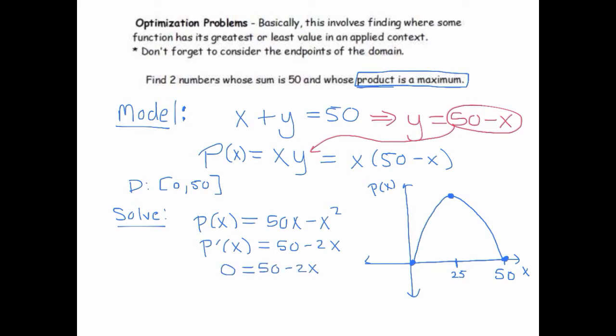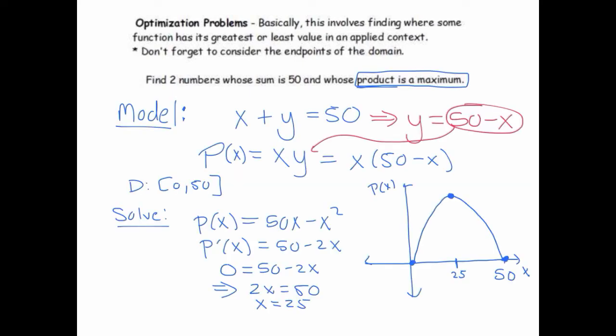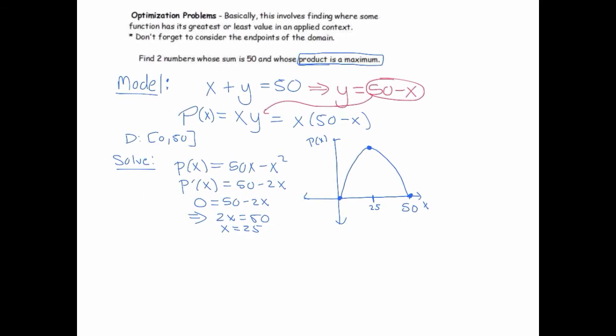And solving this tells me that x is 25, just as we suspected. Now it says find two numbers whose sum is 50 and whose product is maximum. So one of the numbers is 25, and the other number would have to be 25, since 25 plus x, or x plus y, is supposed to be 50. So 25 plus y equals 50 implies that y equals 25.